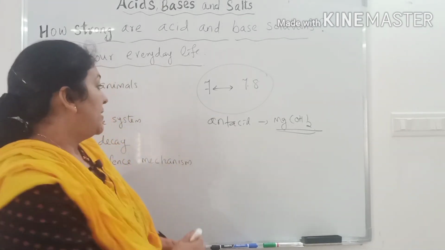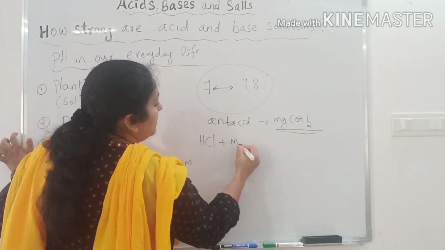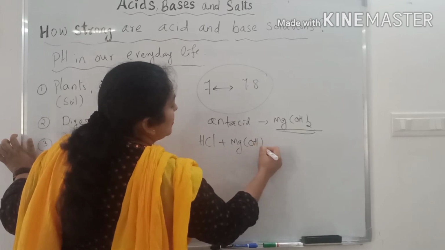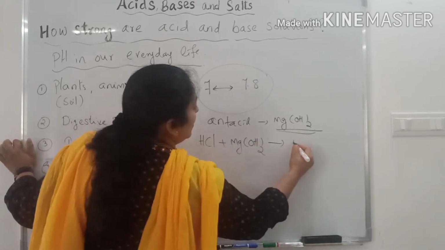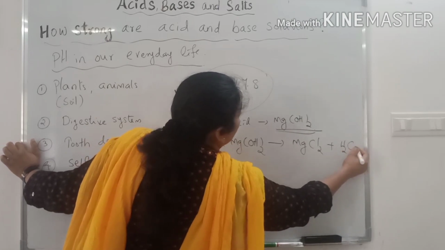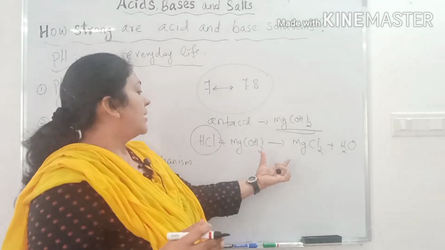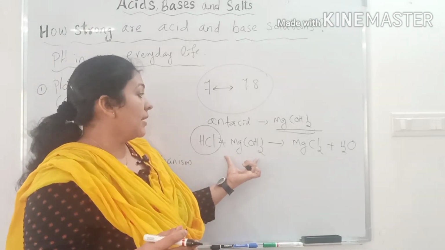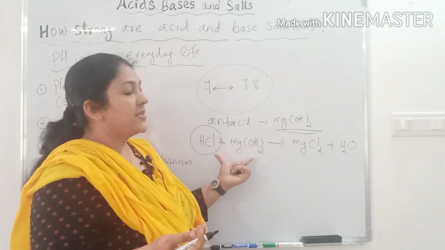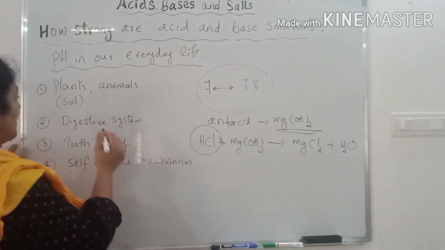Okay. So what will be the chemical reaction? Hydrochloric acid plus magnesium hydroxide will give you the salt, magnesium chloride, and water. So the excess acid will be neutralized. This chemical reaction is not balanced. Try to balance this chemical reaction. Homework for you. Okay. Now, let's move to the next one.